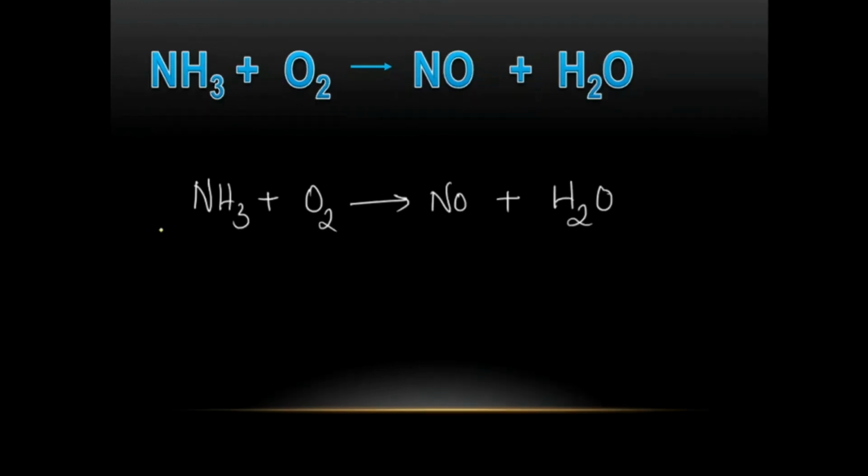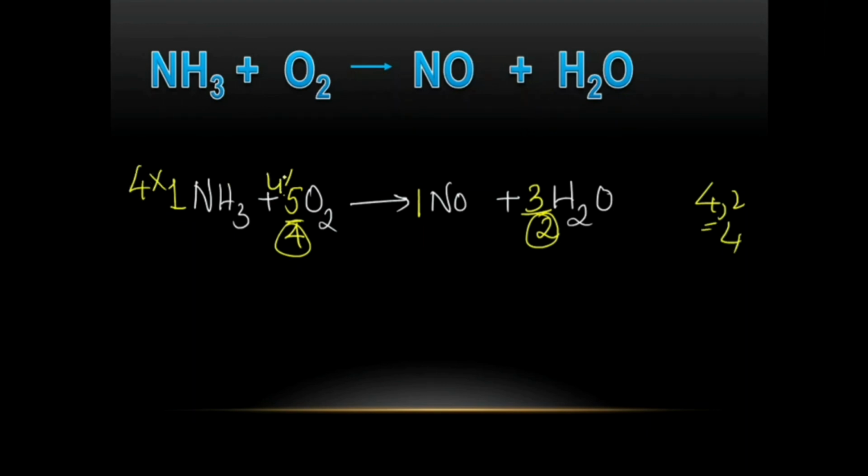So let's substitute. A is 1, B is 5 by 4, C is 1, D is 3 by 2. We have 4 and 2 as denominators. LCM of 4 and 2 is 4. Multiply throughout by 4. So 4 and 4 cancel, 2 and 2 cancel. Finally we get 4 NH3, 4 into 1. This is 5 O2, and this is 4. This is 2 into 3, that is 6 H2O.